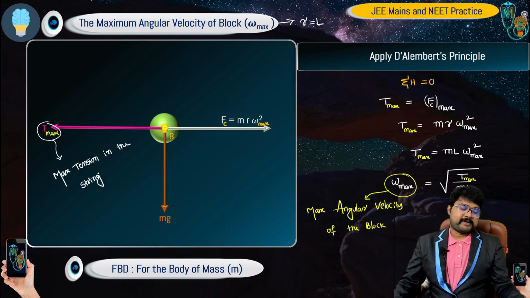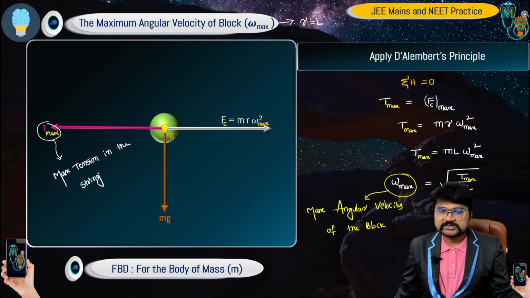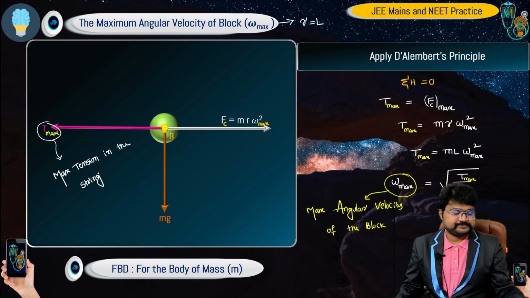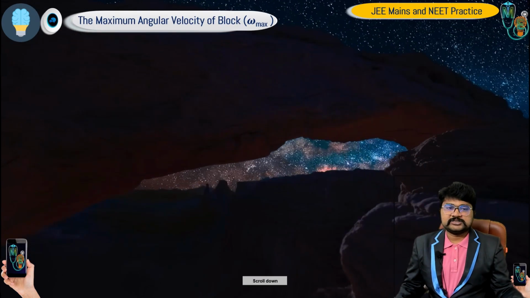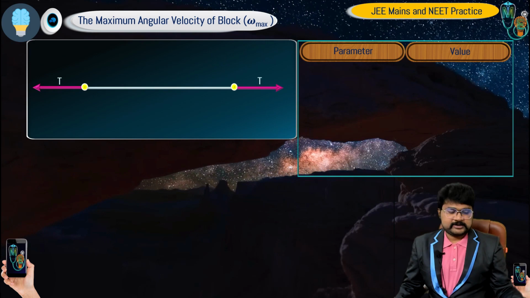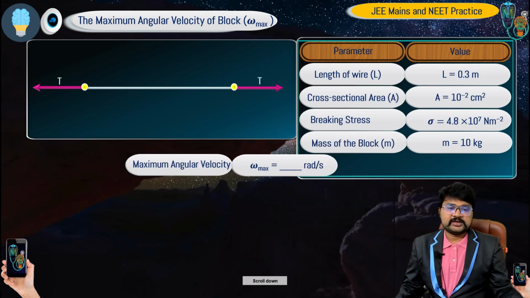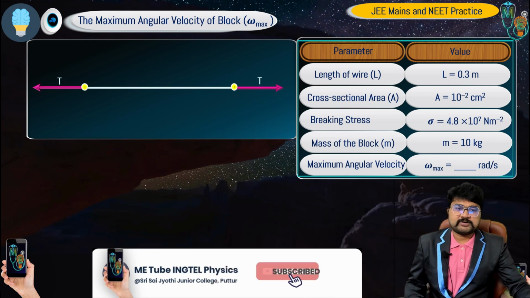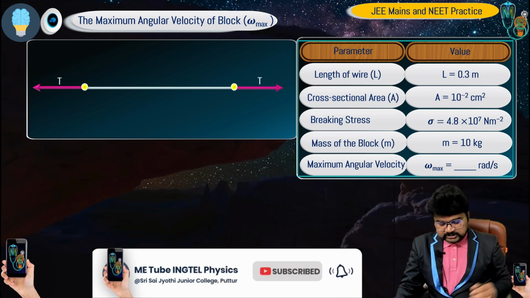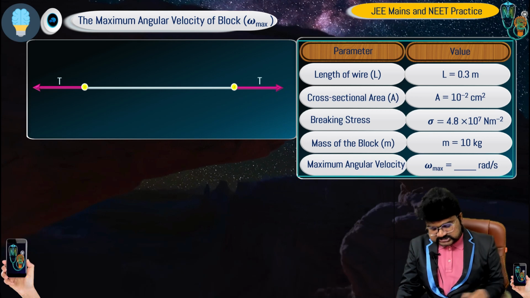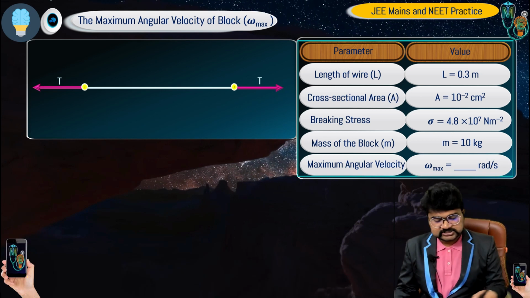This is the maximum tension in the string for the corresponding omega maximum. Now we can see this here. Given data, these are the parameters given in the question. They are asking the maximum angular velocity. So what is the breaking stress? Tell me, what is the breaking stress?